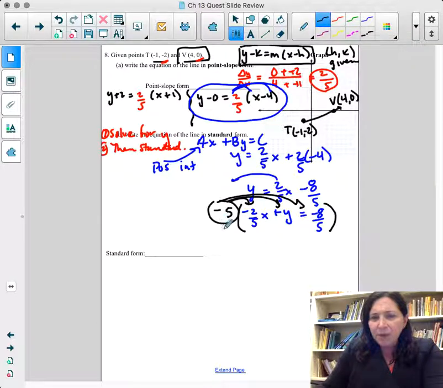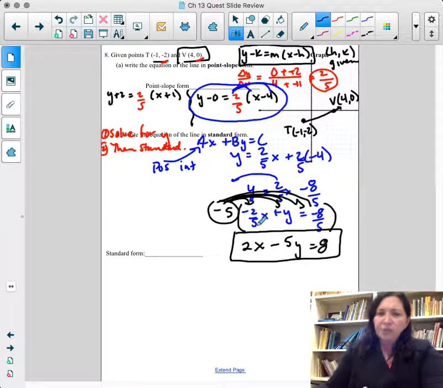And so when I multiply negative 5 times negative 2/5, the 5's cancel, the negatives cancel, and I'll be left with 2x. Then negative 5 times y is negative 5y. And then negative 5 times this quantity: the 5's cancel, the negatives cancel, and I get the 8. So what that is: 2x minus 5y equals 8.